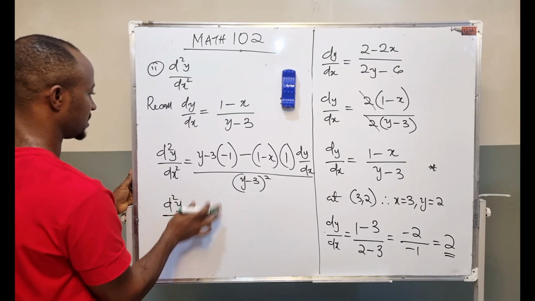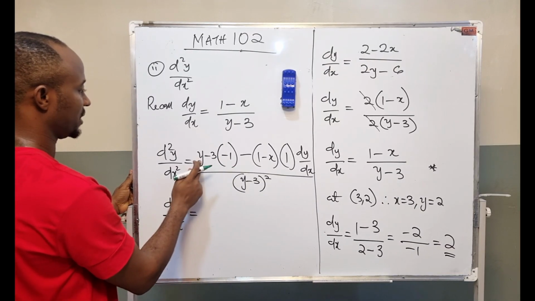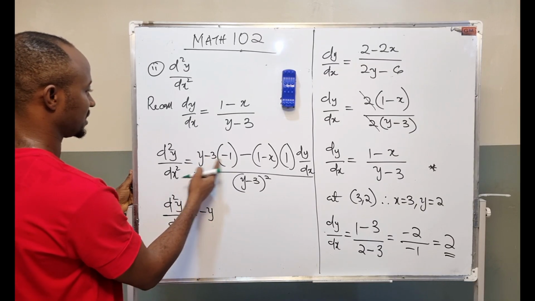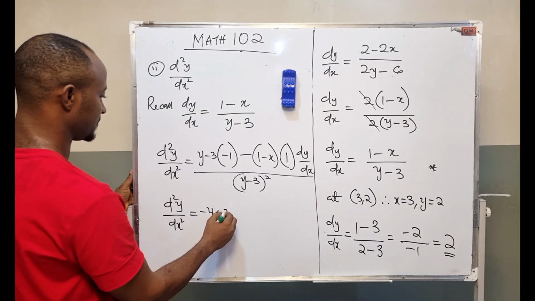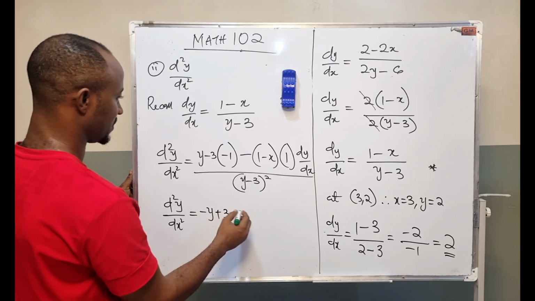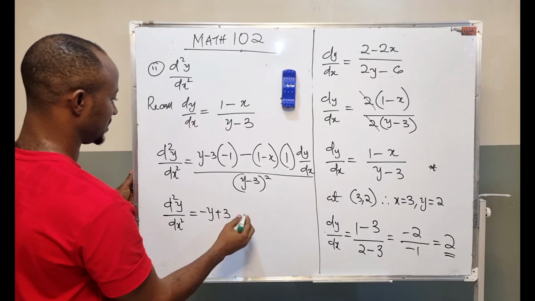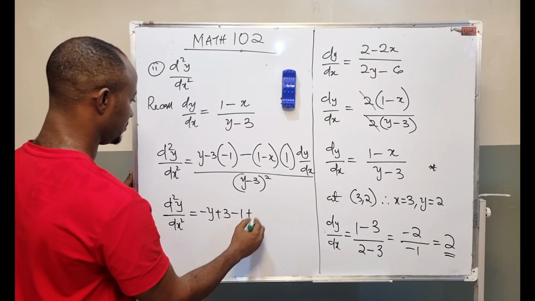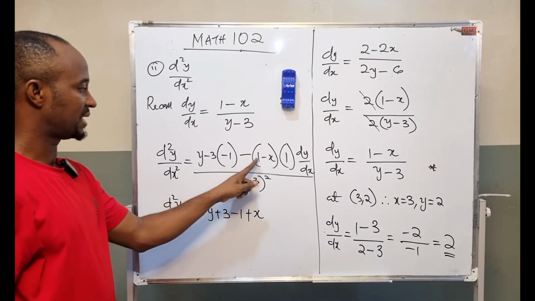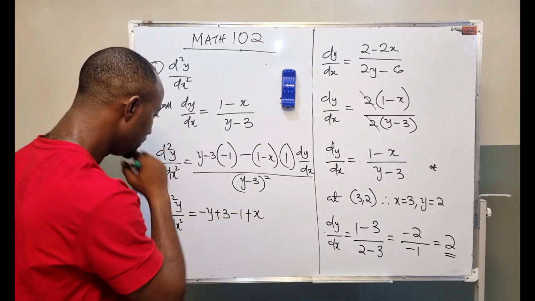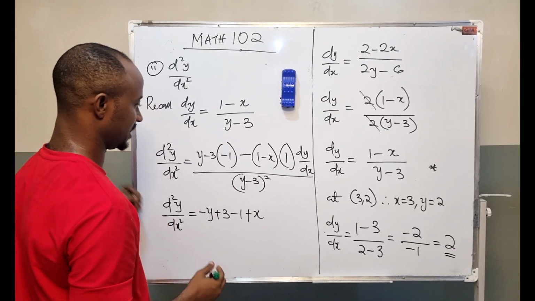Let's expand this. Minus 1 times y, or y times minus 1, is minus y. Minus 3 times 1 is plus 3. I can also expand this as 1 times the whole of this remains this, right? So this is same as minus 1 plus x. Minus times plus is minus 1. Minus times minus x is plus x. Don't forget.